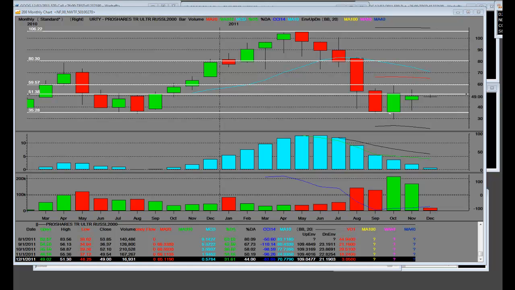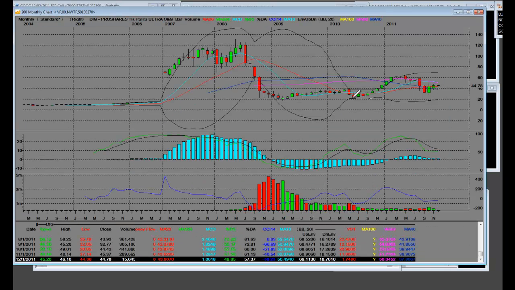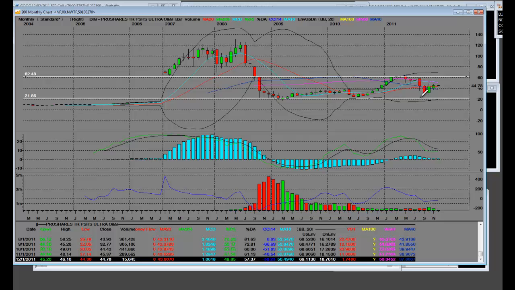Here, another one that you need to be aware of. You must be aware of this one. What is good about this one? Look at that top. Look at this last bottom. Look at that ascending part of it. Here's that multi-monthly top. What is this one? It's the DIG, oil and gas.